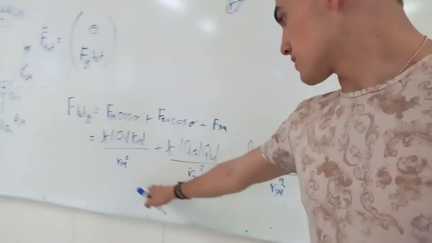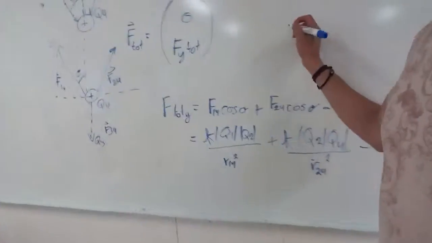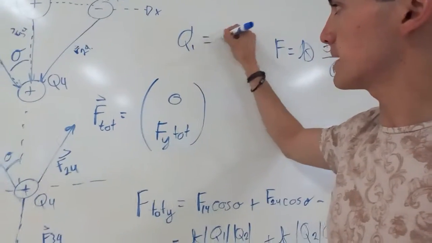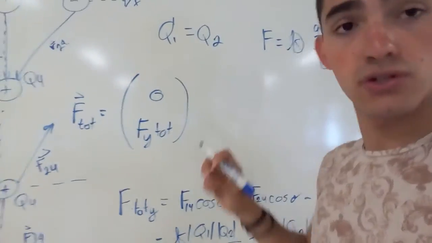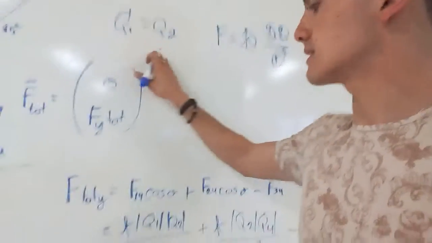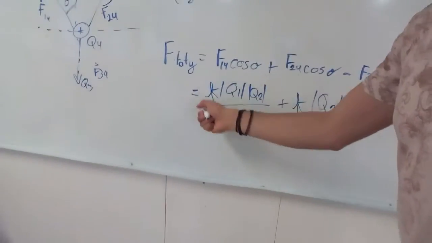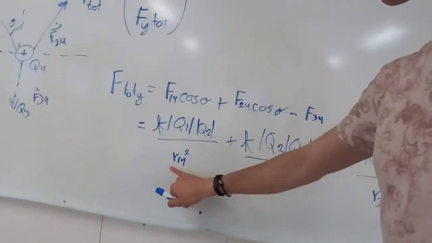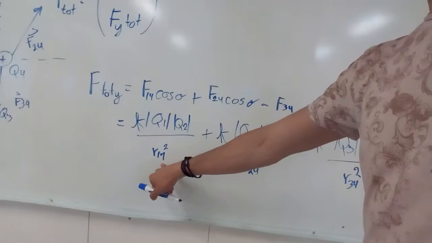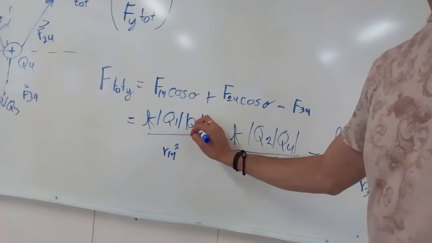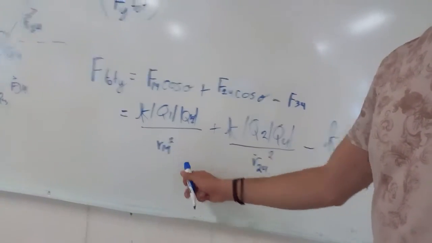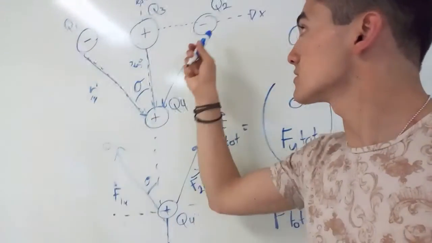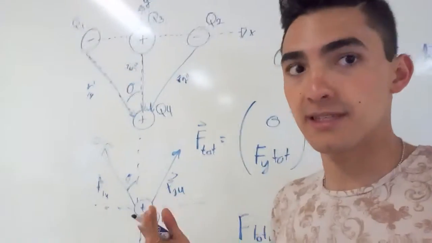With this equation, what we can notice is that, as we said right here, our charge 1 will be exactly the same as the charge 2. Once we notice this, we can notice that this part here will be exactly the same as this part here. Even though this is R from 1 to 4, and here it goes to 4. The distance from this charge to this charge and from this one to this one will be exactly the same.